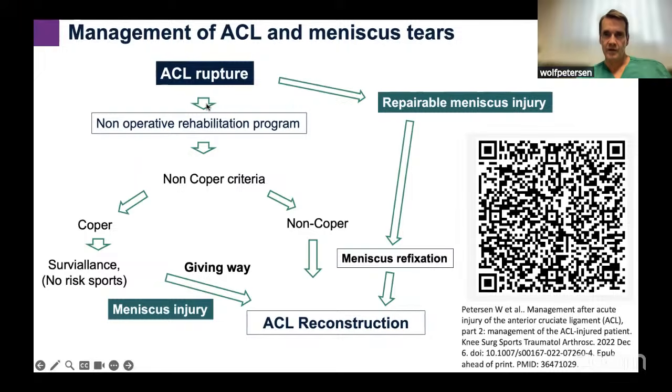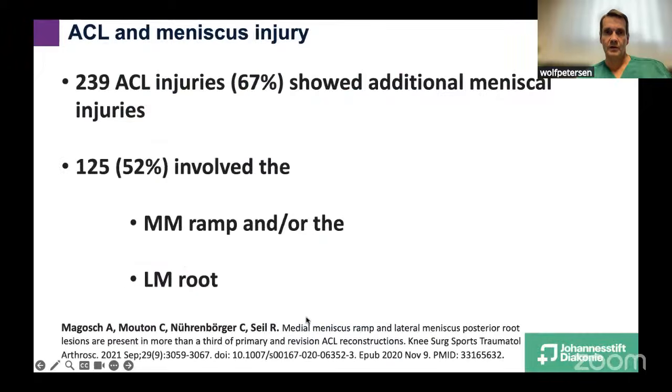All other patients, if they're not high-level athletes or have other indication criteria, can go for a non-operative rehabilitation program to test later on if they are COPA or non-COPA. If they are COPA, they can proceed with the non-operative therapy. Non-COPAs should be operated as well by ACL reconstruction. And when we have the situation that the COPA failed, and one failure would be a secondary meniscus injury, then we also should go for ACL reconstruction.